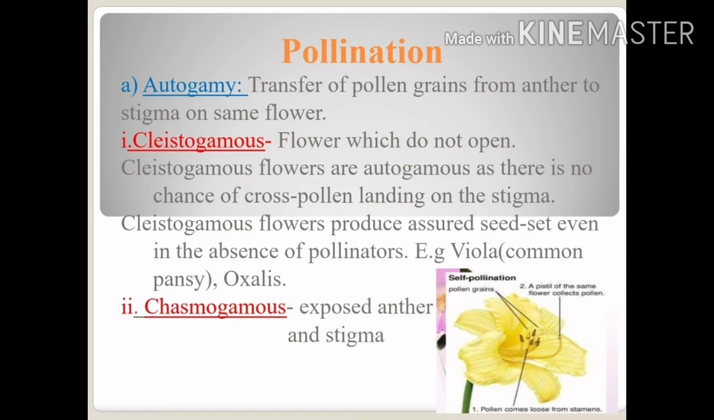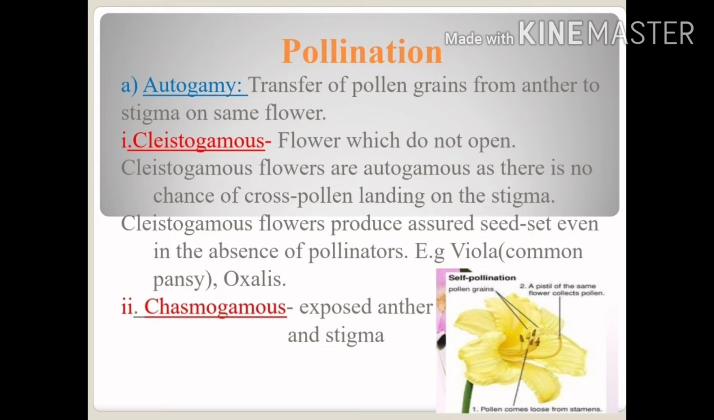So first we will be talking about autogamy. Autogamy is the transfer of pollen grain from anther to the stigma on the same flower. Means in the same flower, the male and female gametes are present. Here two types of flower can be present, cleistogamous or chasmogamous. What's the difference between these two terms?